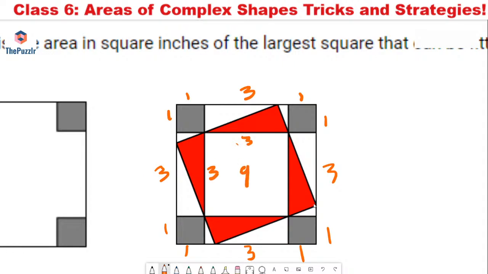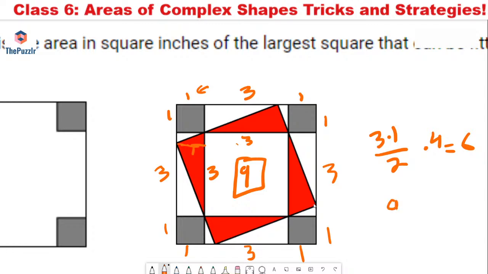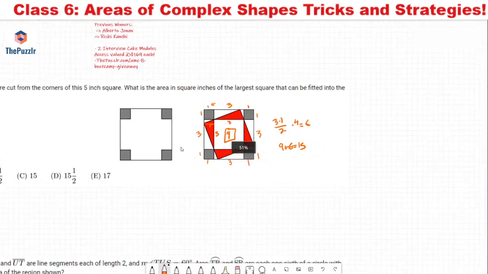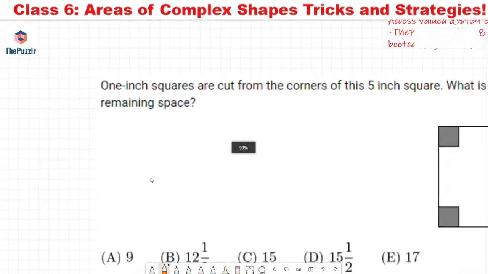So the area of the square is 9. The area of the triangle, well, this is 1, right? We said this is 1, so this is 1. We have 3 times 1 divided by 2, and there's 4 of them. So that gives us 6. So 9 plus 6, well, that's just 15. And this problem's that simple. Our answer is 15, guys. Let's move on.